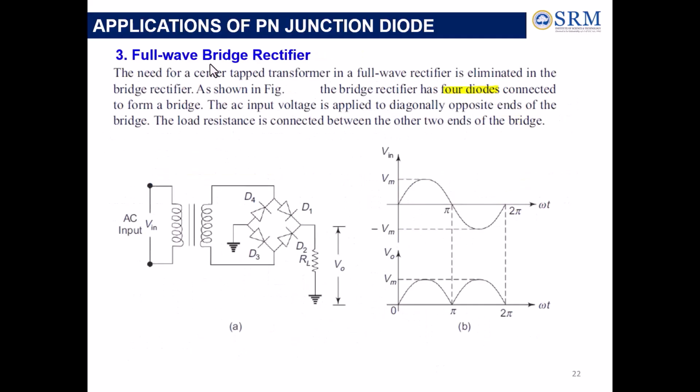So to eliminate the need of a center tapped transformer in the full wave rectifier, we are going for the bridge rectifier circuit. It is going to use 4 diodes instead of 2 diodes. The 4 diodes are connected in the form of a bridge. You can see from this point it is dividing, and here it is meeting. Okay, so the AC input voltage, how are we applying it? We are applying the AC voltage between the diagonally opposite ends of the bridge. The load resistance is connected between the other two ends of the bridge, right?